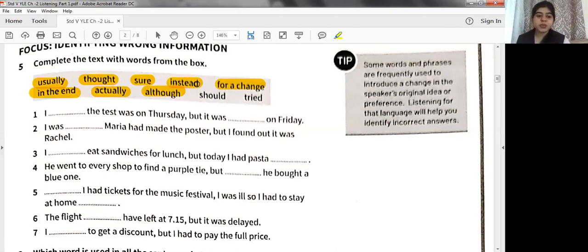Now let's move to the sixth one. The flight dash have left at 7:15, but it was delayed. The flight should have left at 7:15, but it was delayed. And last one, I dash to get a discount, but I had to pay the full price. We say no, we try for discount. I tried for discount, but I did not get it. So it is tried. Last seventh one is tried. Okay.